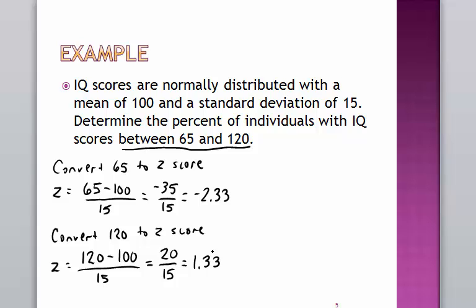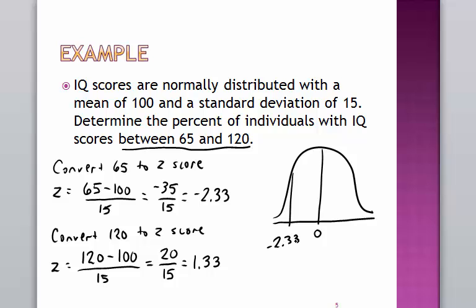All right, so remember from there we want to draw our normal distribution curve. And we want to mark off both of these values, the negative 2.33, which will be on the left-hand side, and the positive 1.33, which will be on the right-hand side. And the problem asked me to shade in between. And so we'll be shading in between those 2 values.